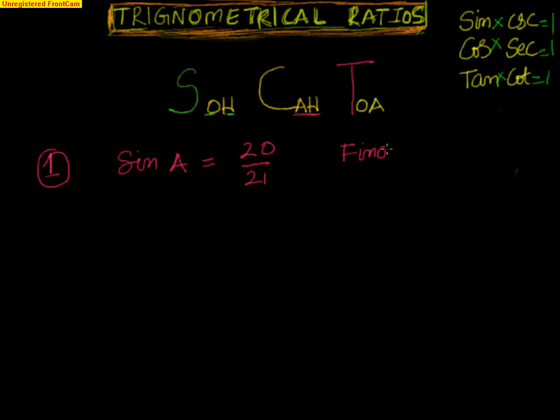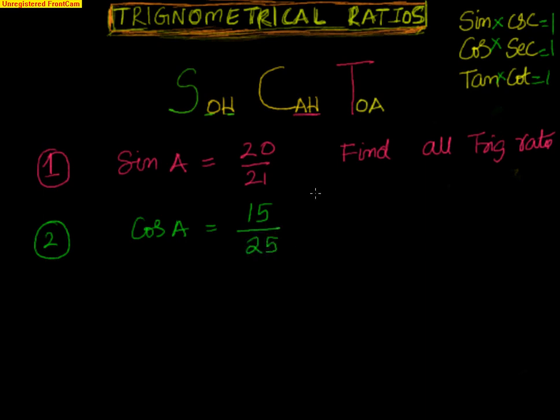Find all trigonometrical ratios. Okay, that is your first problem. This is going to be your second problem. Cos A is equal to 15 by 25. Same thing. Find all trigonometrical ratios.